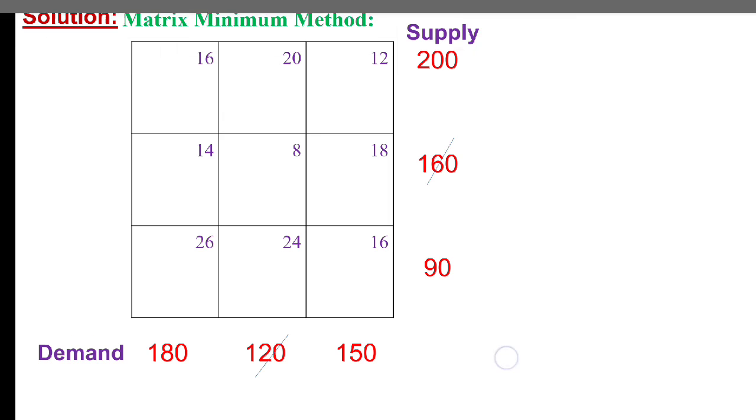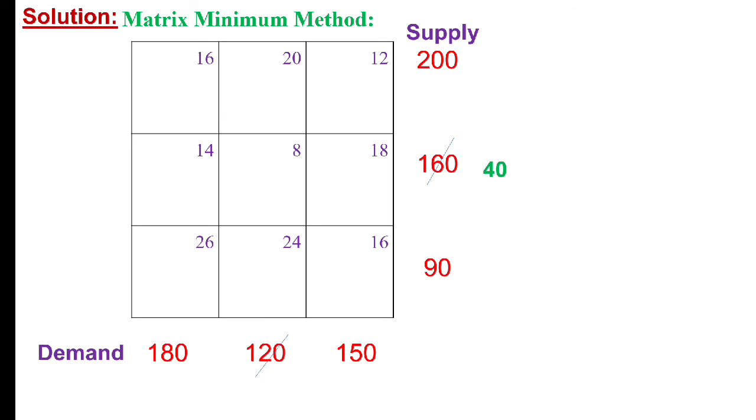Now the second column is completely over. In the first column and third column, check which is the minimum. I think 12 is the minimum cost. So there will be 200 and 150. How much can you allocate? 150. So the remaining 50 will be returned. So allocate 150. The third column is completely over and cancelled. Come to the first column. What is the minimum? 14 is the minimum. In that row 40 is there, column 180 is there. Which is minimum? 40 is the minimum. So how much will you allocate? 40. The remaining balance of 140 will be returned. So 40 will be allocated.